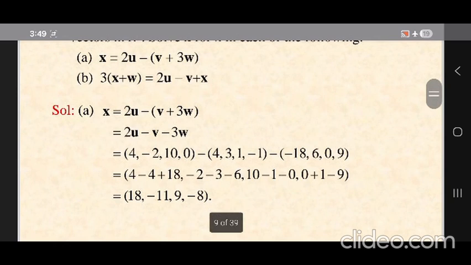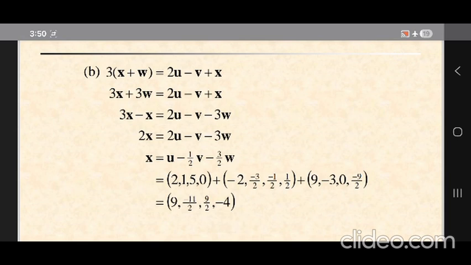Then subtract the elements. First element: 4, minus 4, plus 18. Second element: minus 2, minus 3, minus 6. Third element: 10, minus 1, minus 0. Last element: 0, plus 1, minus 9. Then the answer is 18, minus 11, 9, minus 8.